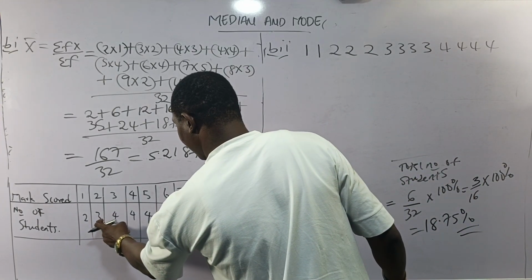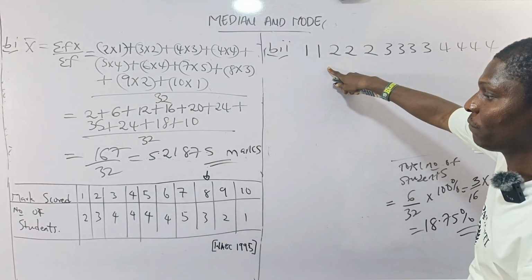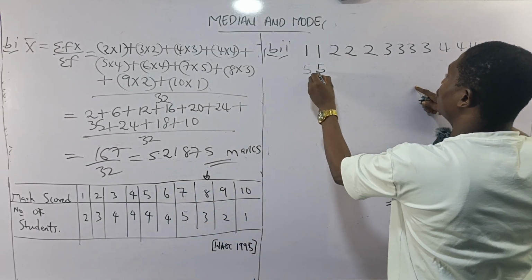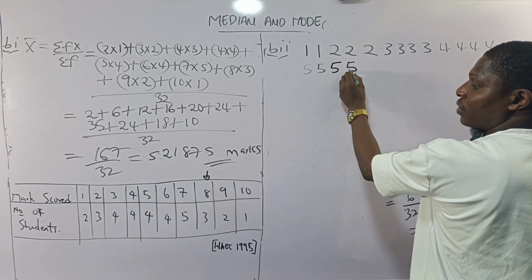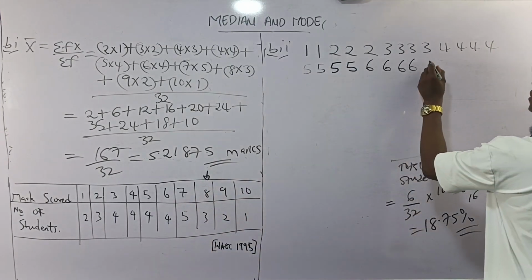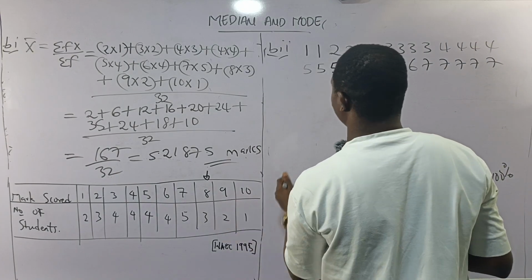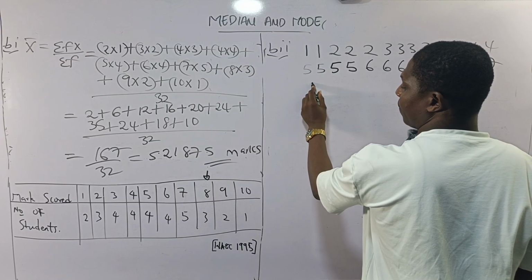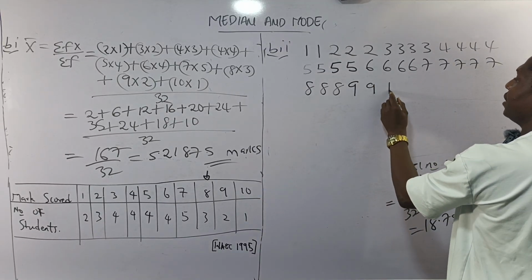This is 5, which is 12. 5 occurs 4 times: 1, 2, 3, 4. 6 occurs 4 times: 1, 2, 3, 4. 7 occurs 5 times: 1, 2, 3, 4, 5. 8 occurs 3 times: 8, 8, 8. 9 occurs 2 times: 9, 9, and 10 occurs once.